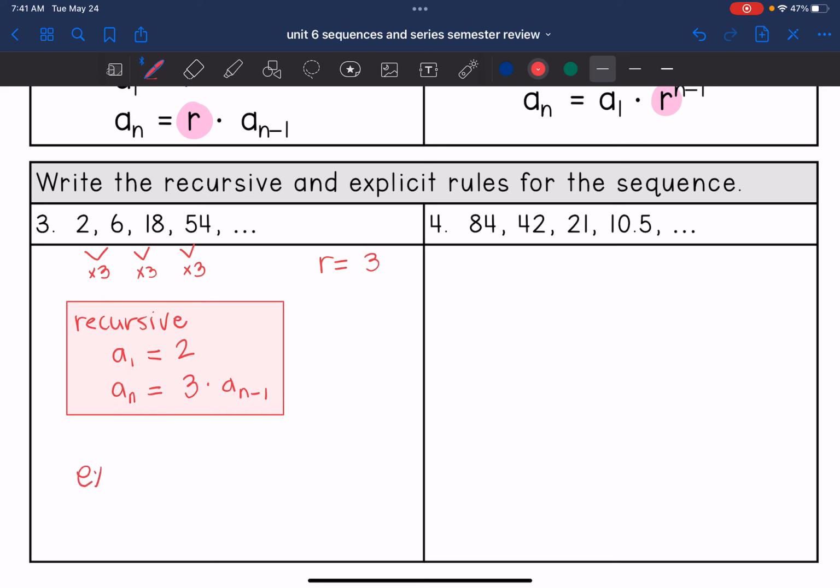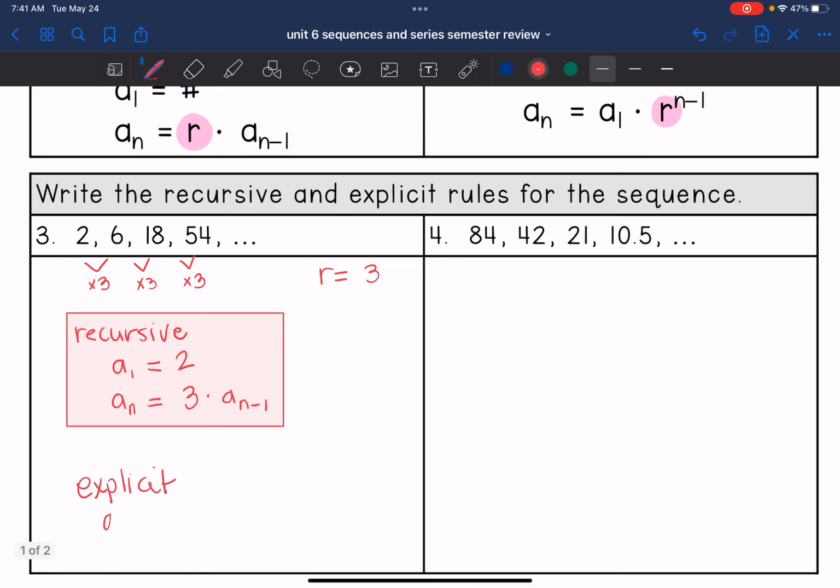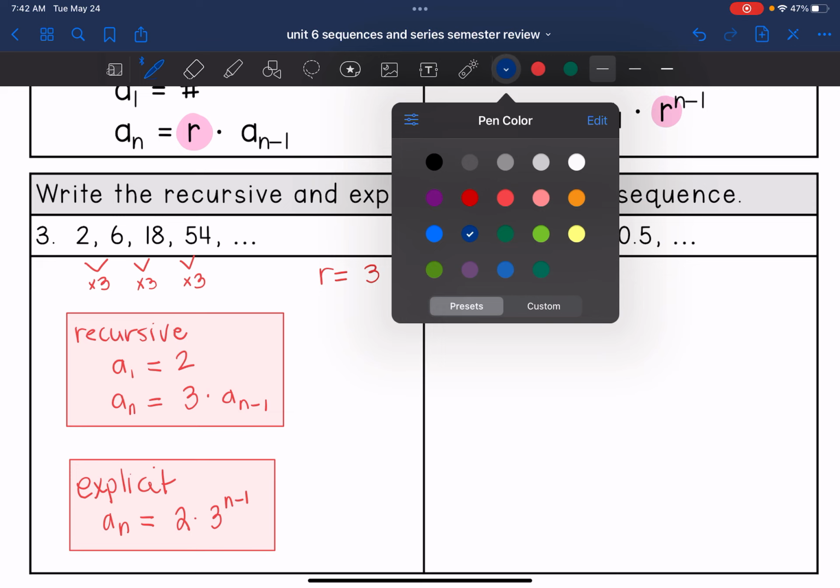Okay, and then for explicit, this time you don't really need to simplify anything, just follow the pattern. a sub n equals a sub 1, which was 2, times our common ratio, which was 3, raised to the n minus 1 power. That's it, nothing to simplify. Okay, let's look at the one next to this one.